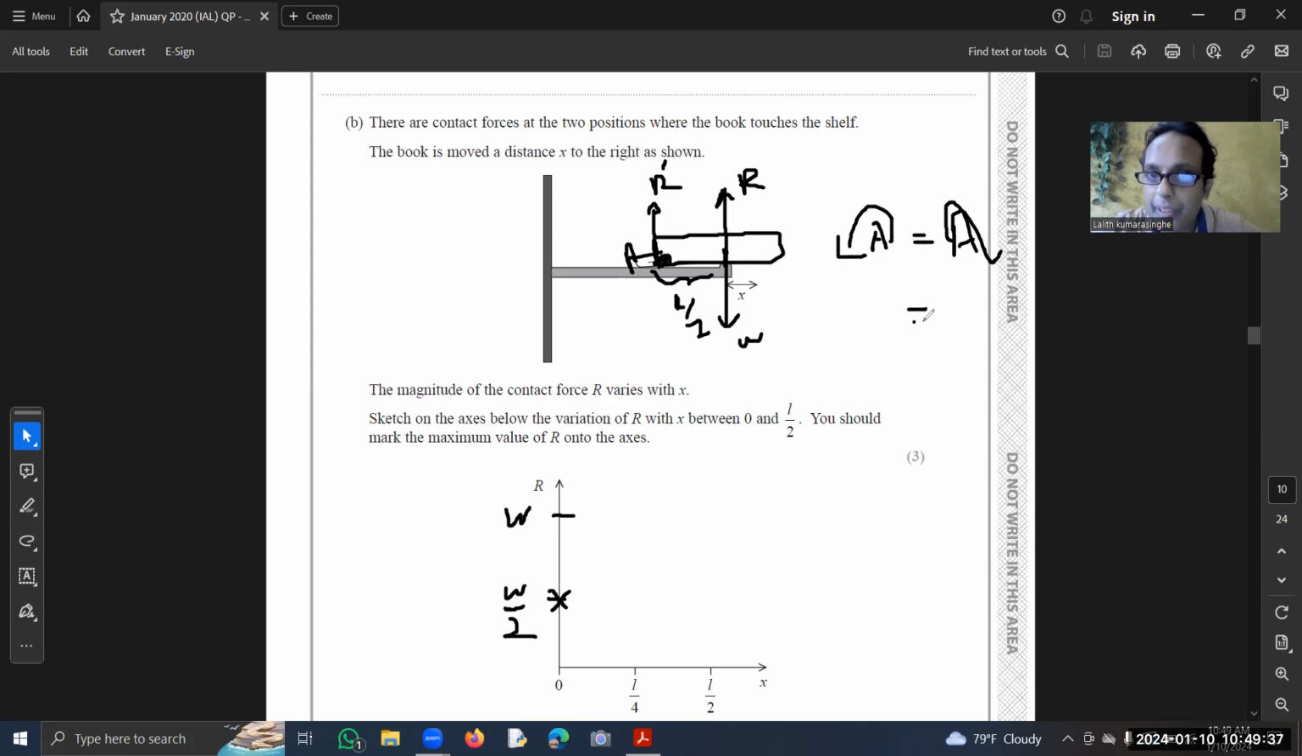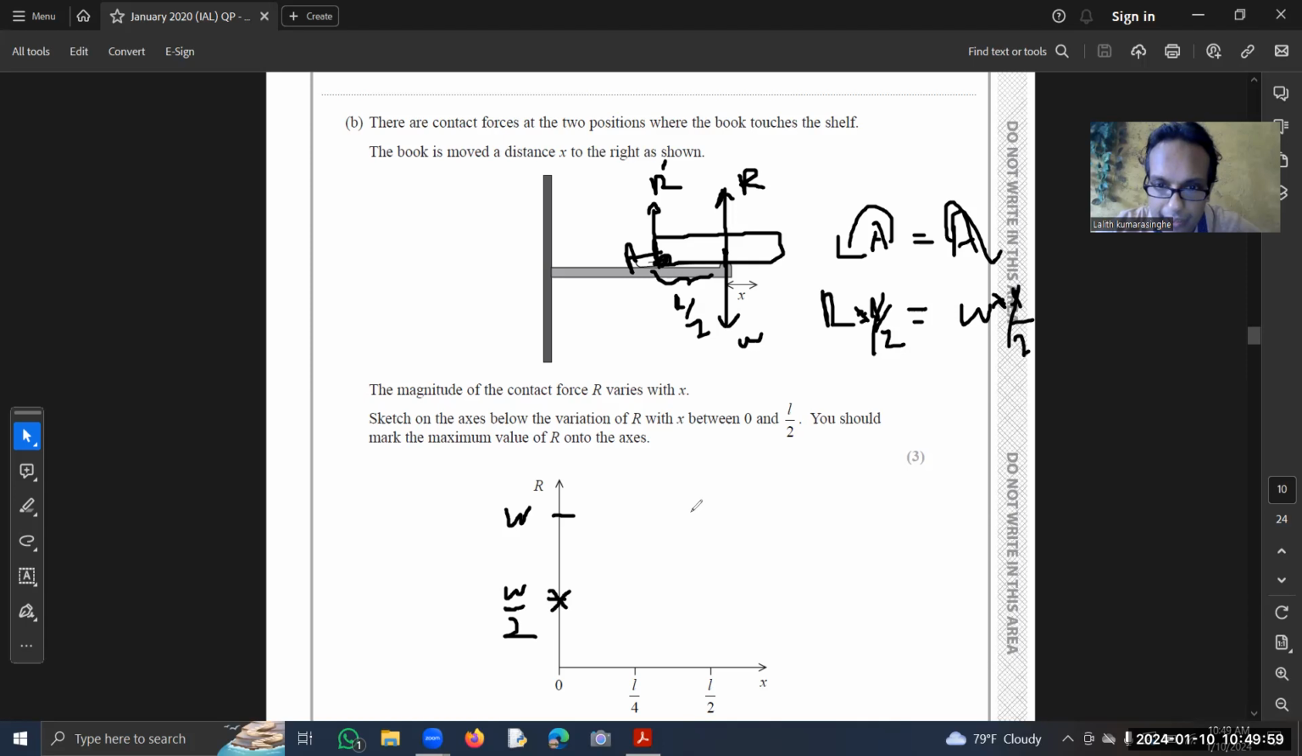So what do I get? Clockwise moment is made by W, W into L over 2. R is also at the same distance, R anti-clockwise, R into L over 2. L over 2, L over 2 cancel off, so R equals W.